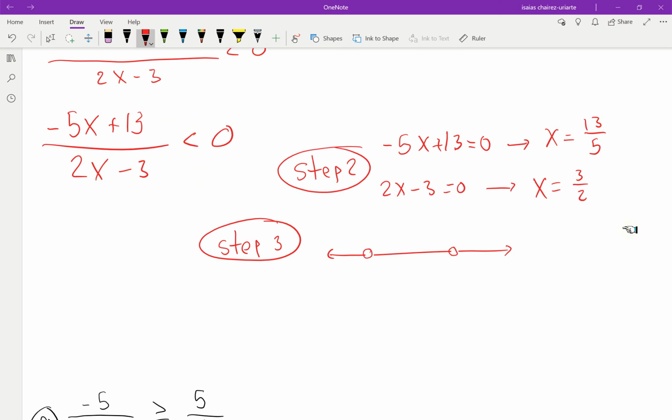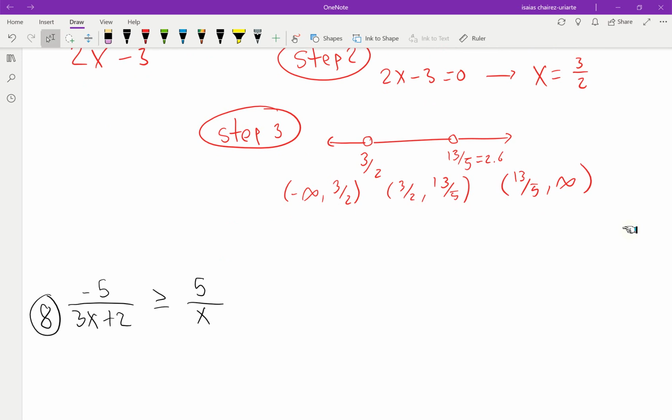So this is 3/2. This is 13/5. And 13/5 is 2.6, just for reference, and the other one's 1.5. Okay, now that has created 3 intervals for me. The intervals are negative infinity to 3/2, the other interval is 3/2 to 13/5, and 13/5 to positive infinity.